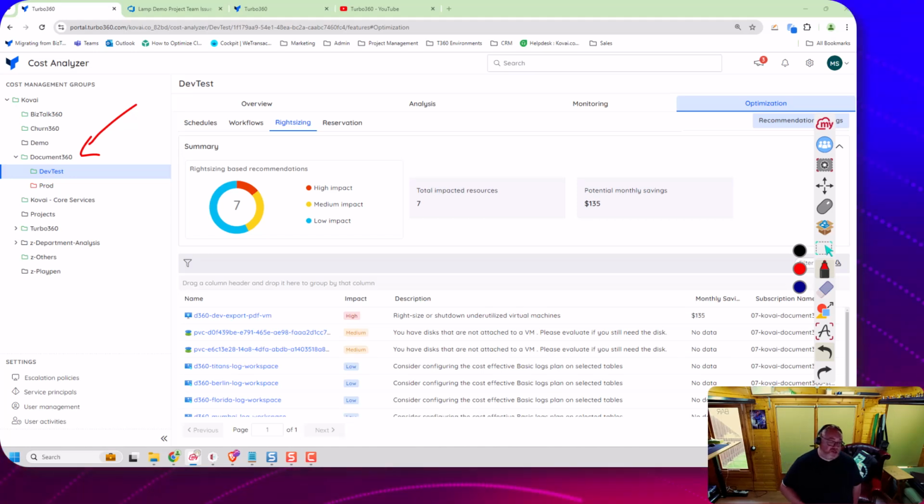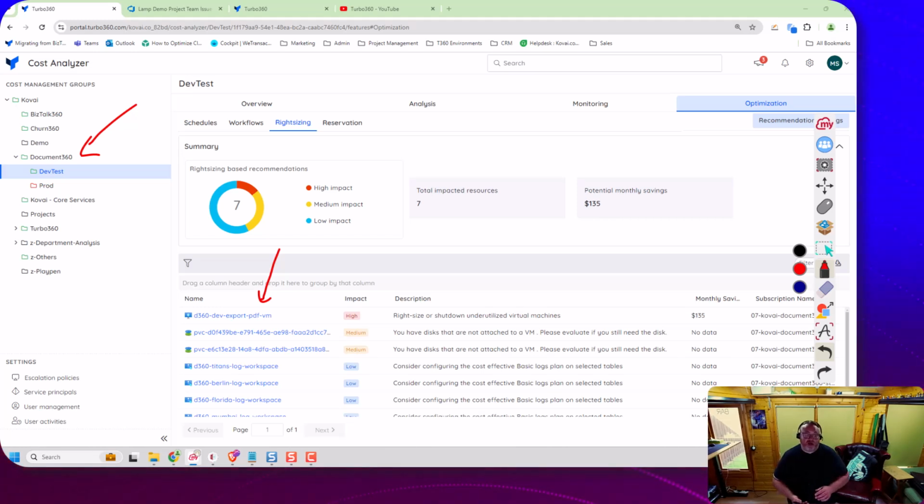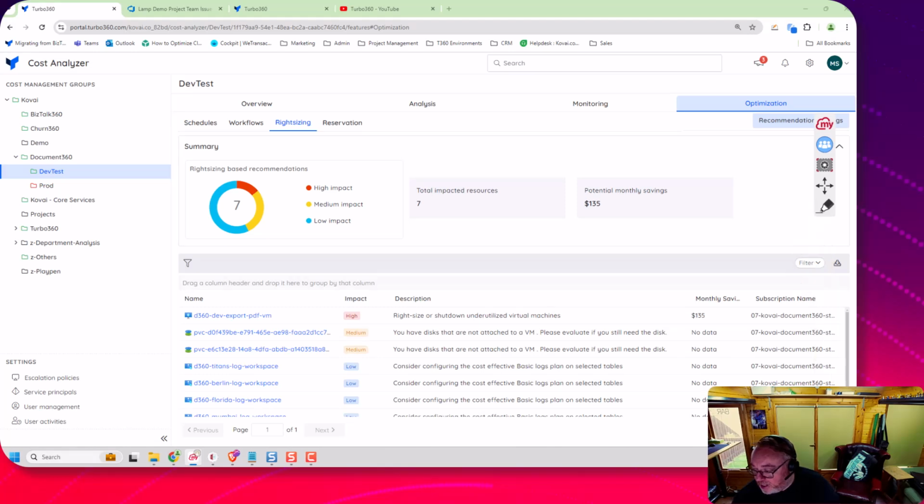And in this case here, these are all the Azure Advisor recommendations that relate to the dev test environment for the Document 360 team. So we've immediately solved that problem that the Document 360 team can't see recommendations because they're hidden away from them. They can see which ones would apply to their team, and they can have a look and see if they would make sense. So we'll have a look at a couple of the recommendations that are coming up here.